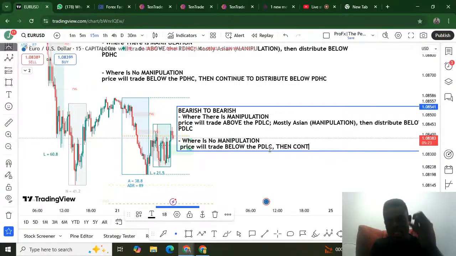Pullback into where? Fair value gap, Fibonacci retracement levels, order block. You can see we are still applying SMC. We are applying SMC and price action to this edge. It's not a standalone.